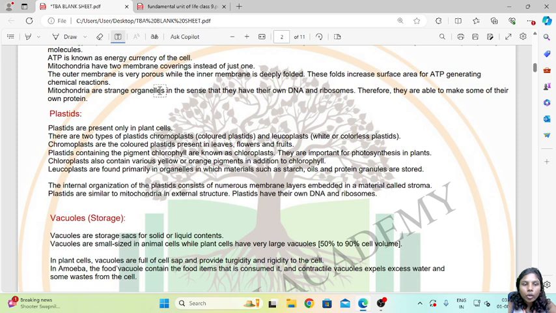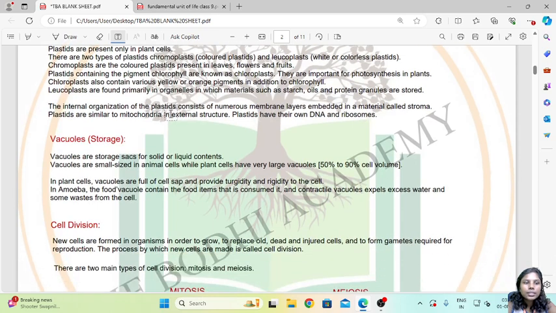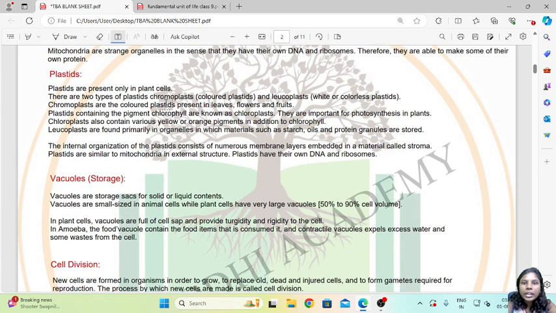Mitochondria are strange organelles in the sense that they have their own DNA and ribosomes. Therefore, they are able to make some of their own proteins. So that was about mitochondria. Next, let's see about plastids. So plastids are present only in the plant cells.